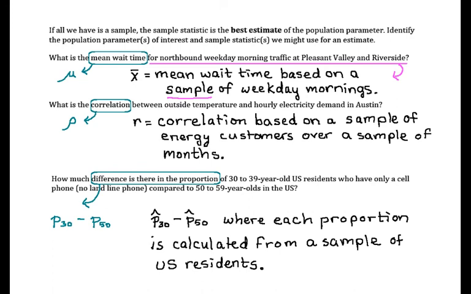So again, a lot of the details are implied here. We already have that we're interested in the proportion of 30 to 39-year-old US residents who have only a cell phone, and the same proportion of 50 to 59-year-old residents, right? Just indicating that we would take them from a sample instead of from the whole population of US residents.